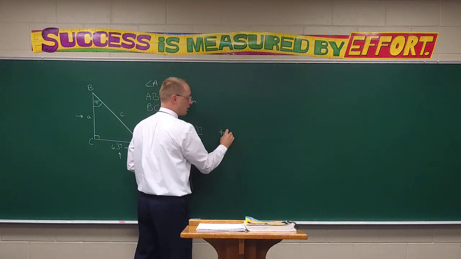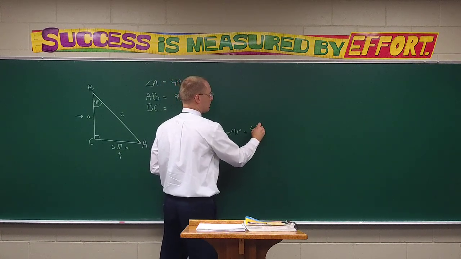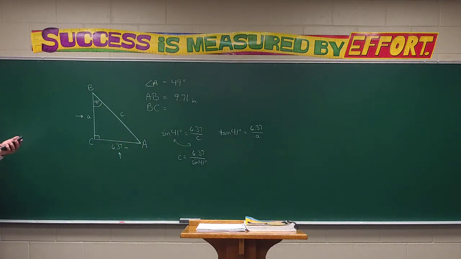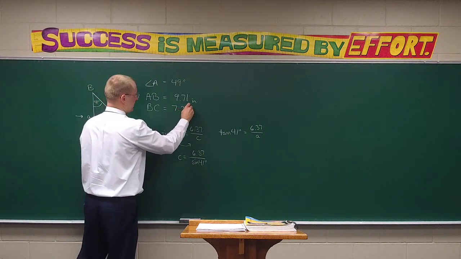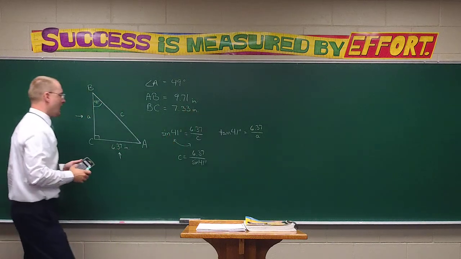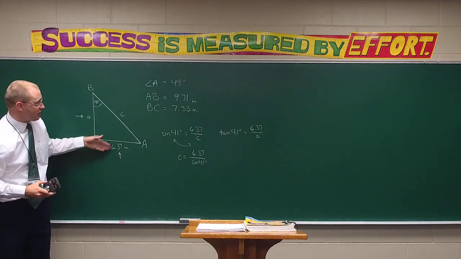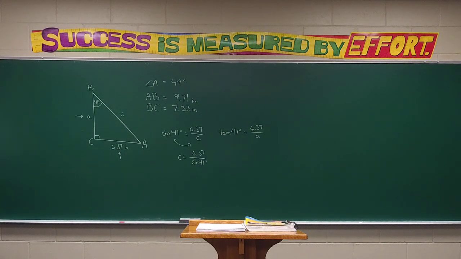Tangent of 41 equals 6.37 over a. There we go. And once again, we're going to have to alternate and divide. And this time we get what for our answer? 7.33. It's 7.33 inches. Notice the hypotenuse is still bigger, but it's less than the sum of the other two sides. It makes me reasonably sure that my answer is correct. All right, questions on this?